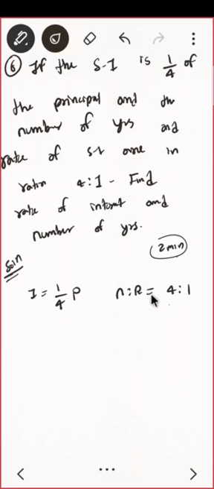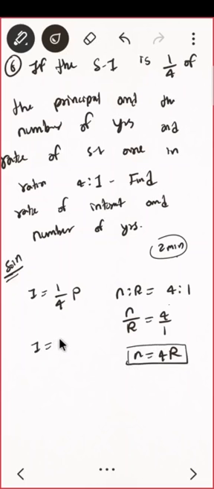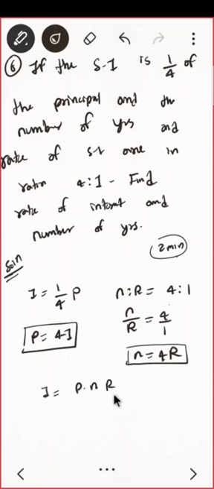So from here can you get something? That means n upon r equal to 4 upon 1. So can I get n equal to 4r? Yes. And from here I am having I equal to 1 by 4 P, or let us do one thing, can I write P equal to 4I? Okay, so which formula should I use now? Should I use the formula for I? What is the formula for I? That is P n R upon 100.